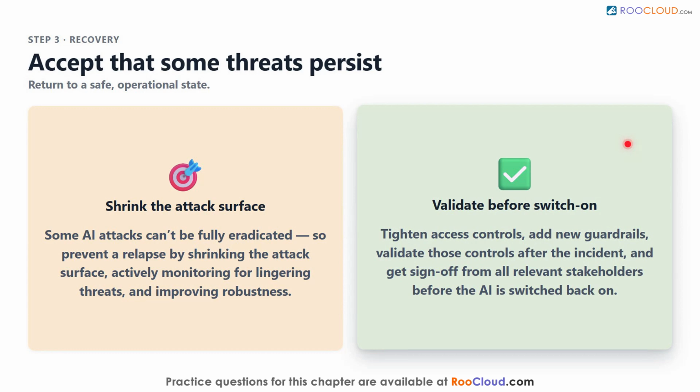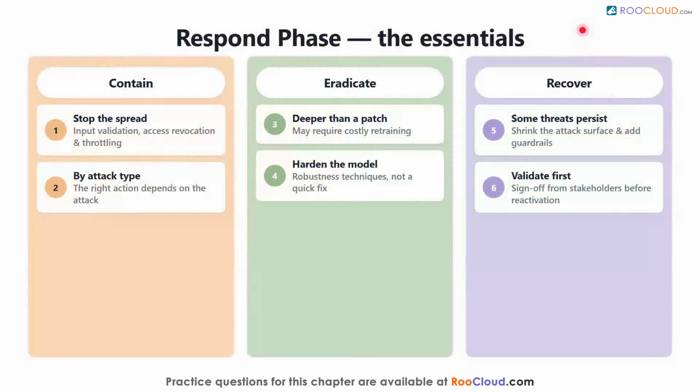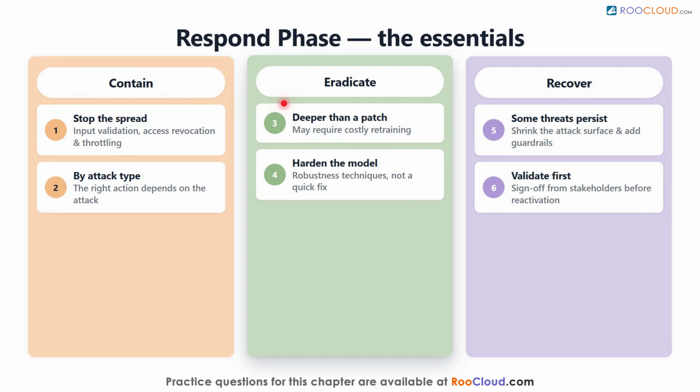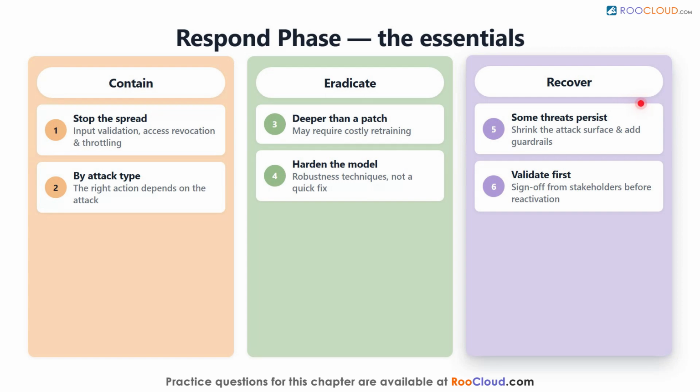Let's bring it all together. Responding to an AI incident still follows: contain, eradicate, and recover. But each step needs AI-specific handling. Containment uses input validation, access revocation, and throttling depending on the attack. Eradication may require costly retraining and robustness techniques, not just a quick patch. And recovery accepts that some threats persist, so it shrinks the attack surface, adds guardrails, and validates everything before reactivation.